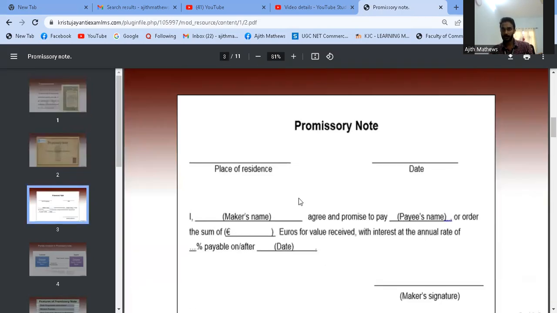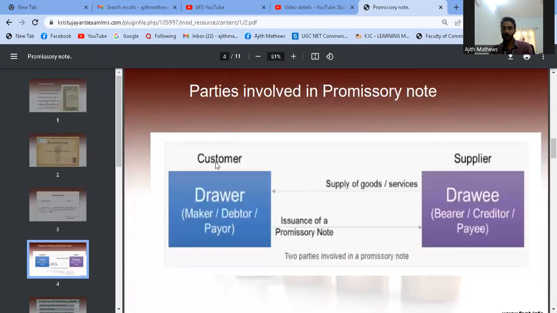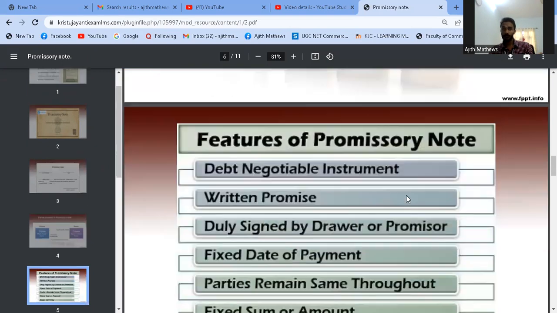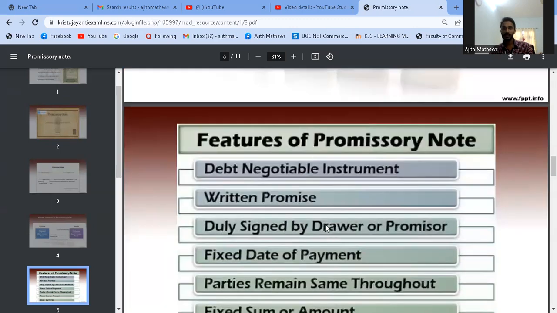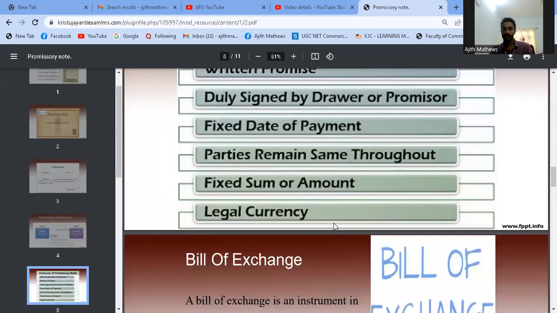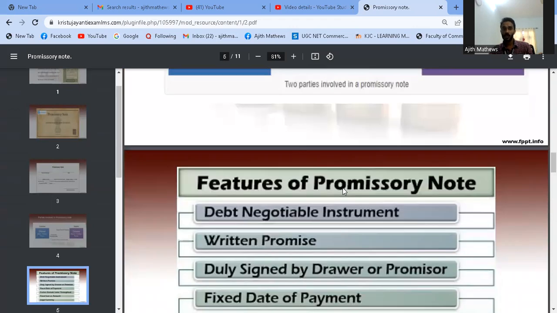Only two parties are there in the promissory note. The first one is the customer, that is the drawer or the debtor, and the next one is the creditor or the supplier. Features of a promissory note: it's a debt negotiable instrument. It's a written promise from the debtor to the creditor. That is the speciality. It is duly signed by the drawer or the promisor, that means the debtor. There is a fixed date of payment. Parties remain the same throughout. A fixed sum is mentioned. It is in legal currency and is affixed with a revenue stamp. So that is the concept of promissory note.